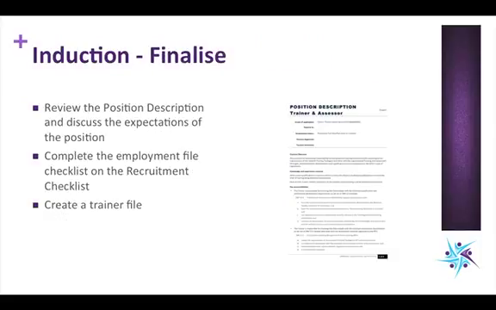Okay, we need to finalise the induction. Review their position description with them, discuss the expectations that you have of the trainer and assessor, get any feedback from them on what their expectations would be, and make sure you're on the same page before they commence working with you. Complete the employment file checklist on the recruitment checklist form. On the back of the recruitment checklist form, there's a checklist of documents that you need to complete and file and put on the staff file. Make sure this recruitment checklist document is completed before you go to audit, because the ASCA auditor will want to see that. And you need to create a trainer file.